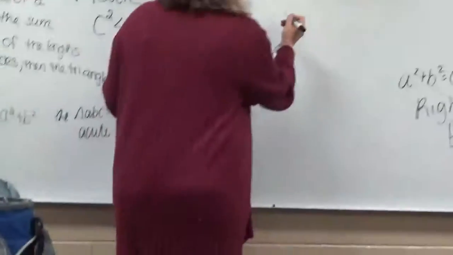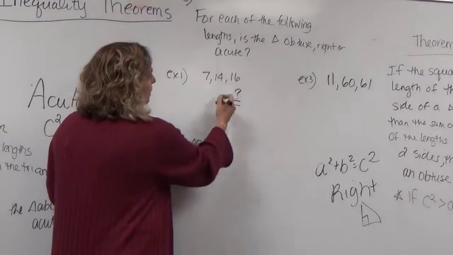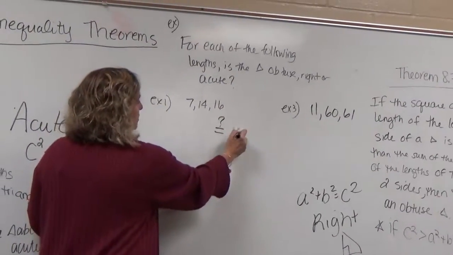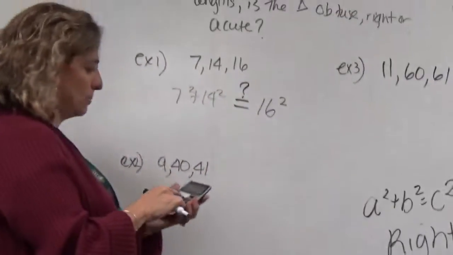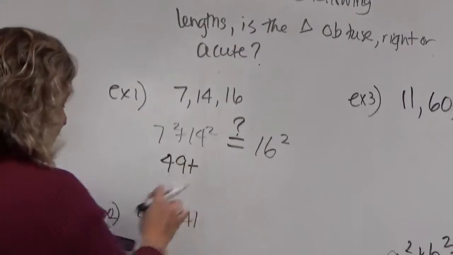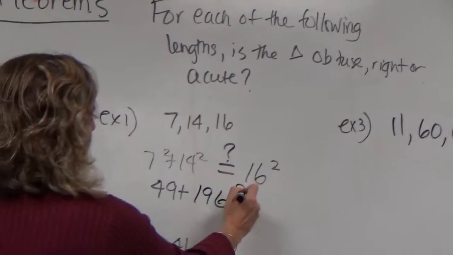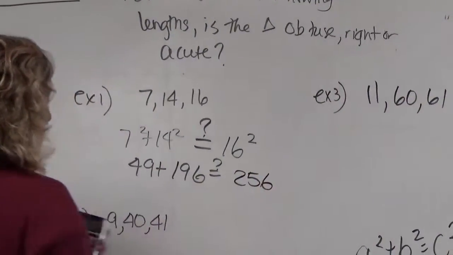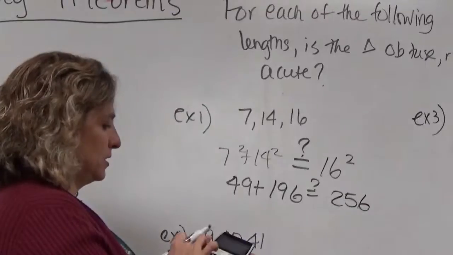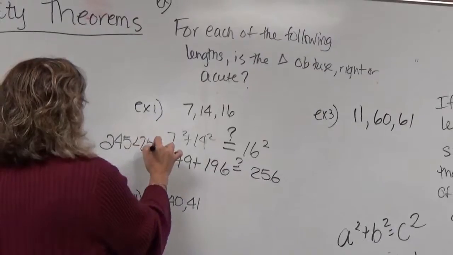Because I have to square all this stuff, I'm going to put a little equal sign here because I'm not sure what's going to happen. 16, I'm always going to make sure that's on the c squared side. So what I have to do is square these two and then see what happens. I know 7 squared is 49, and 14 squared is 196, and 16 squared is 256. So when I add 49 plus 196, I get 245. 245 is less than 256.